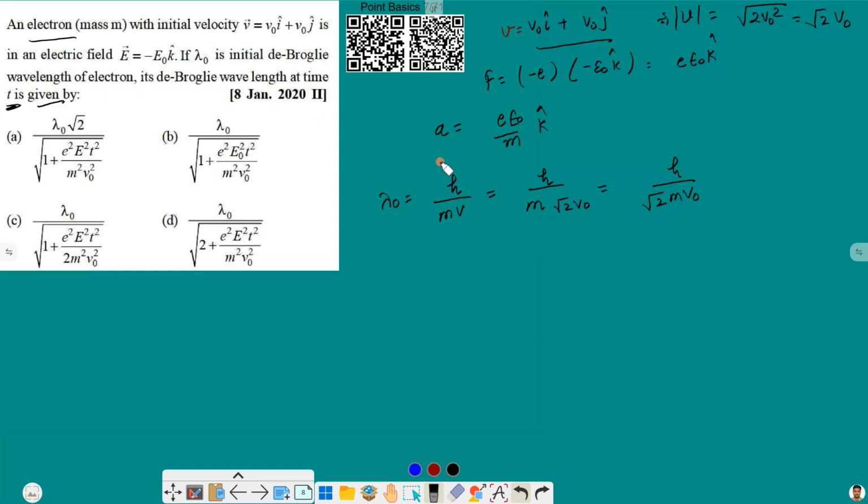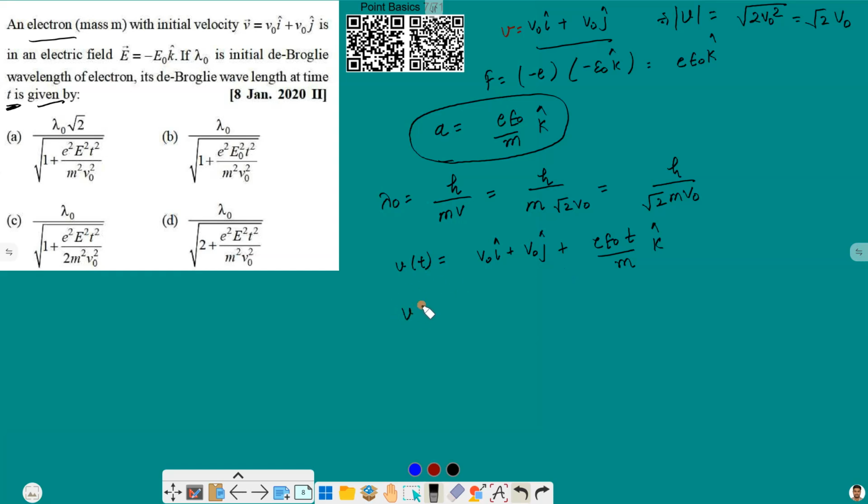there will be a z component added into the velocity. So the velocity after time t will be equal to: the x and y components will stay as they are, v naught i plus v naught j, and there will be a z component, that will be the acceleration times t, so e E naught t by m of k. So that will be the velocity, with that component in the z direction.